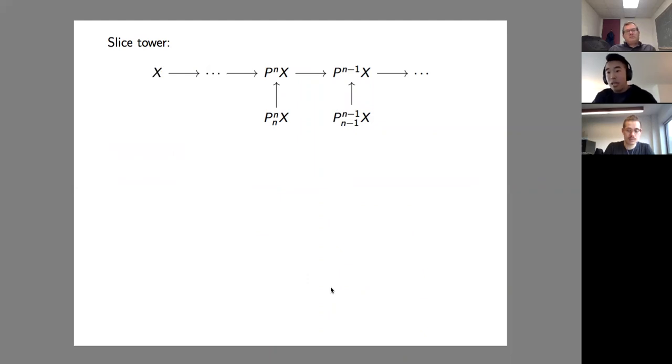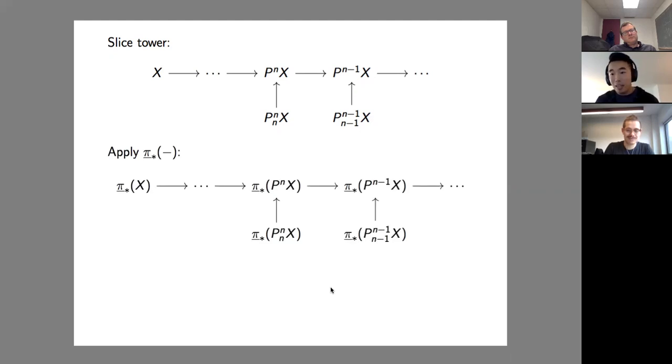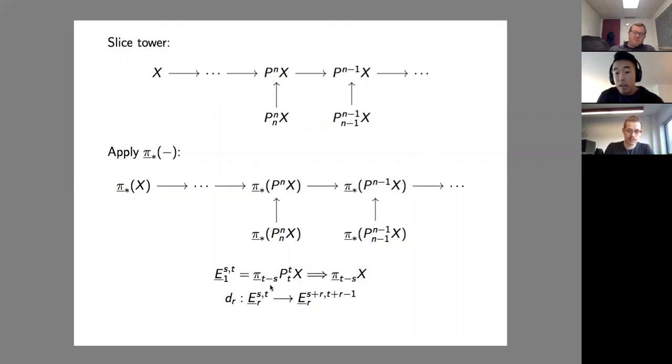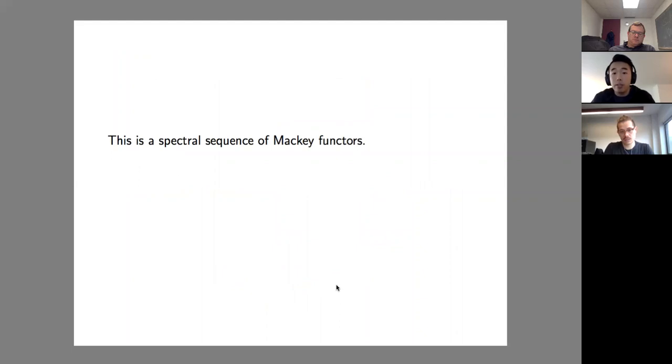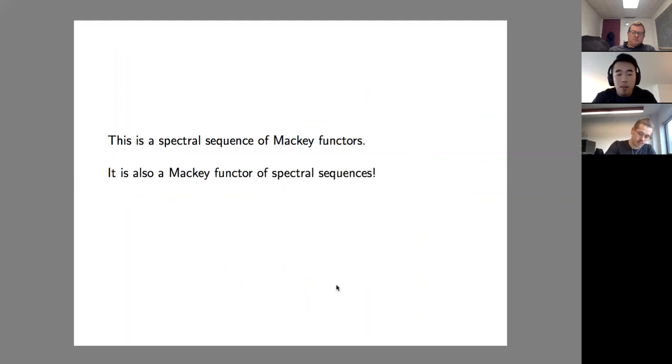And another thing you can do is say, hey, wait a minute, the homotopy groups come as Mackey functors as well. So what I can do is apply the Mackey functor pi underline star. And from this, I get a slice spectral sequence where each class is now a Mackey functor. And this converges to the Mackey functor homotopy group of X. So this is a spectral sequence of Mackey functors. But we can also view it as a Mackey functor of spectral sequences. And both of these ways are very useful for computations later on.